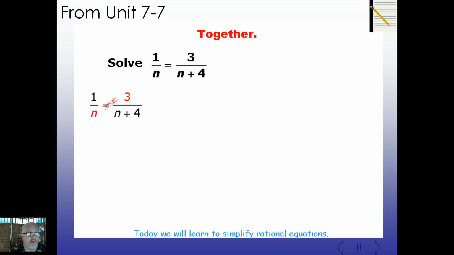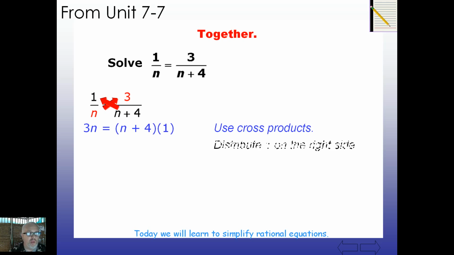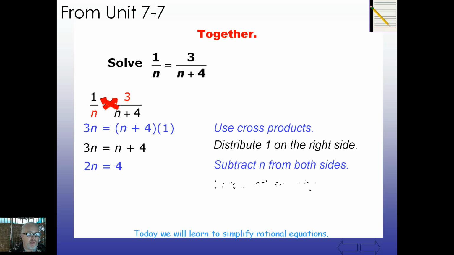Let's cross multiply here. So n times 3, and 1 times anything is the identity property, so we know it's going to be n plus 4. That's fine. Makes things a little bit easier. So 3n equals n plus 4. Get rid of the smaller version of n by subtracting n from both sides, and n equals 2.